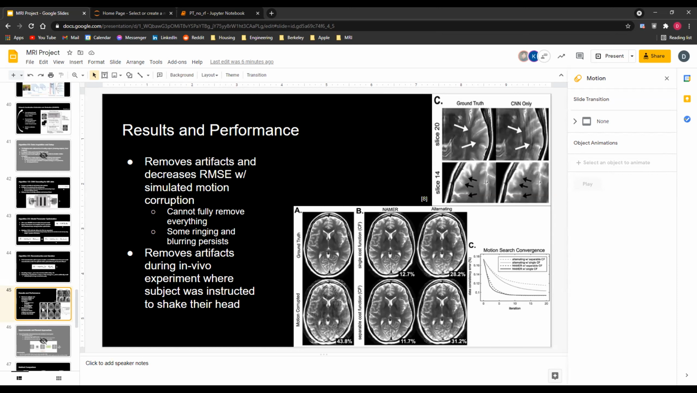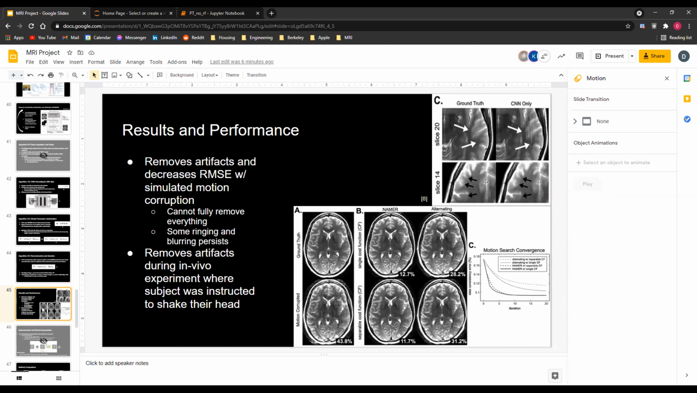So then the network will try to figure out what the artifacts are, and then take the motion-corrupted image, subtract out the ground truth, and look at that, which is the actual remaining artifact, and compare that with what the network pulls out. And then that's how it would train.